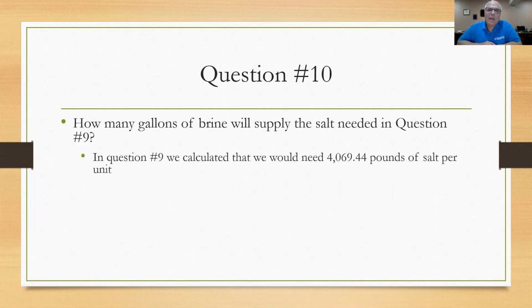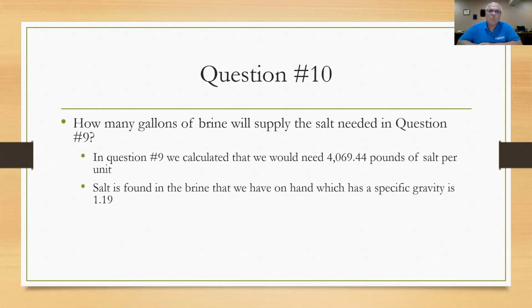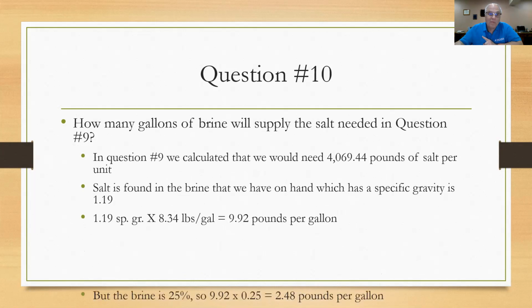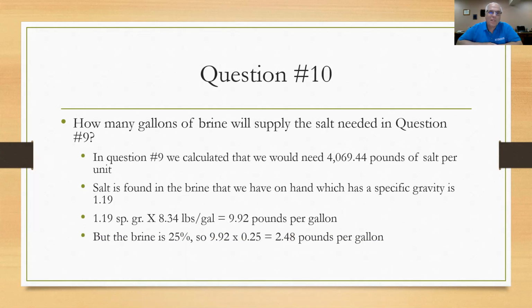So in the question number 9, we calculated that we would need 4,069.44 pounds of salt for the unit. Now, salt is found in the brine that we have on hand, and it has a specific gravity of 1.19. So if I multiply the 1.19 times 8.34, I would get a pounds per gallon brine solution of 9.92 pounds. However, that 9.92 pounds is not all salt. Only 25% of it is, because that's the strength. Remember, saturated brine is 25%. If I take 25% of the 9.92, I get 2.48 pounds per gallon of brine.